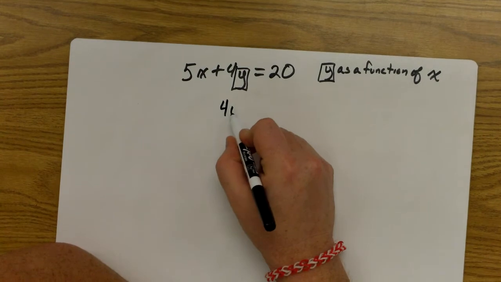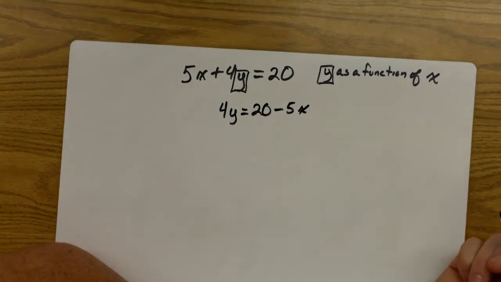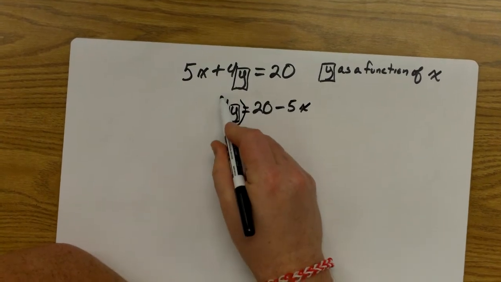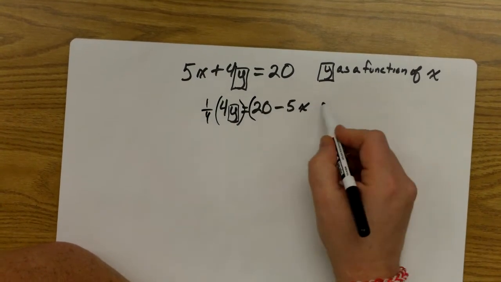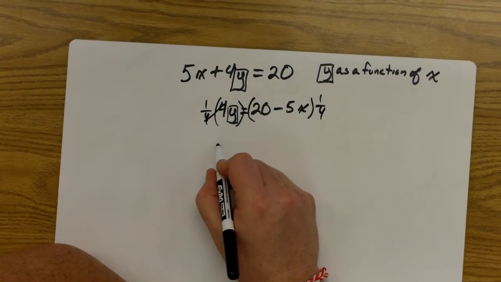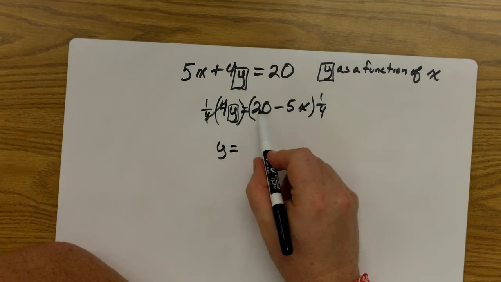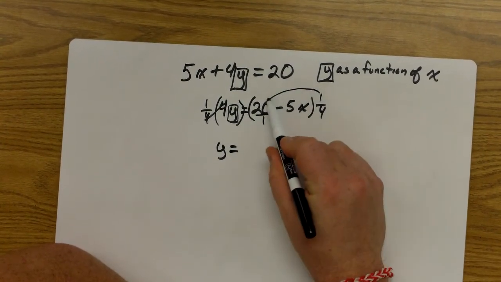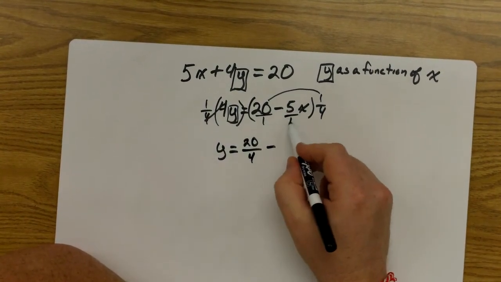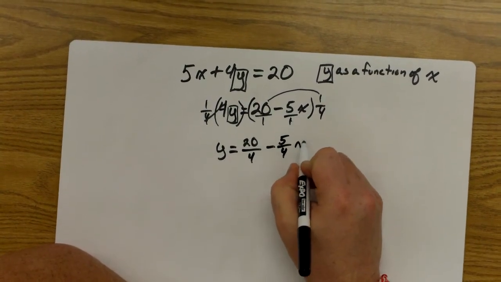So I'm going to rewrite my problem. 4y is going to equal 20 minus the 5x coming over from the other side. Then to get rid of the times 4, I'm going to multiply by the reciprocal of 4, 1/4. 1/4 of 4 is 1. 1 times y is just y. Now for this one I'm going to go ahead and show this in the long way. So I'm going to do 20, which is 20 over 1, times 1/4. So I am going to distribute. So I get 20 over 4 minus, this is 5 over 1. 5 times 1 is 5. 1 times 4 is 4. So I have 5/4 x.